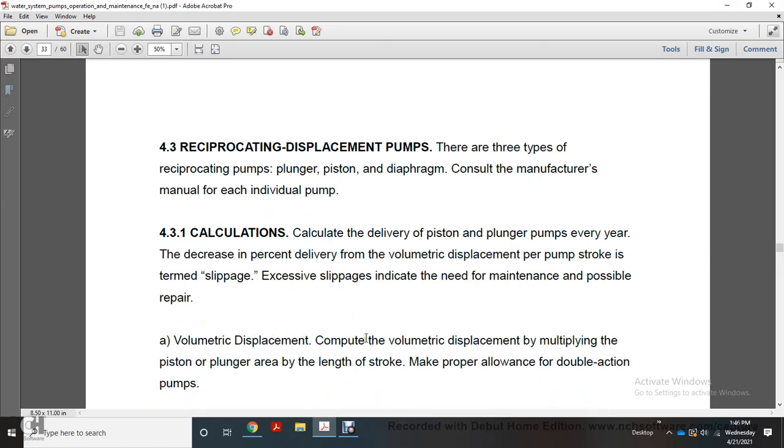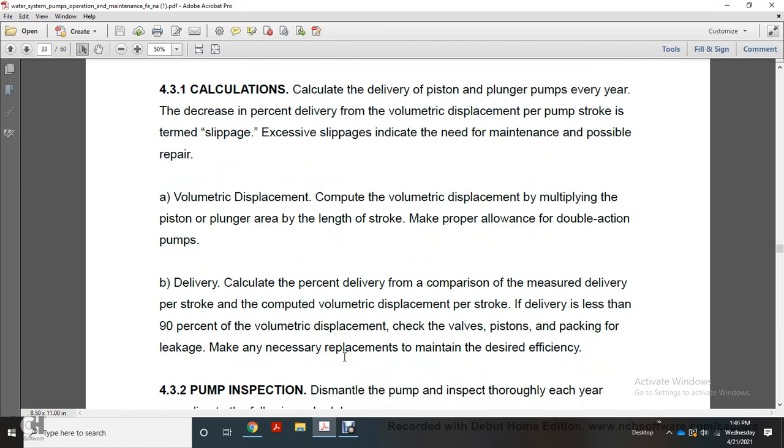Volumetric displacement is calculated by multiplying the area of the piston plunger by the length of the stroke, with proper alignment for a double action pump. Discharge delivery: calculate the percent of delivery by comparing the measured delivery per stroke with the computed volumetric displacement per stroke. If the delivery is less than 90% of the volume displacement, check the valve, piston and packing for leakage. Make necessary replacements to maintain the desired efficiency.